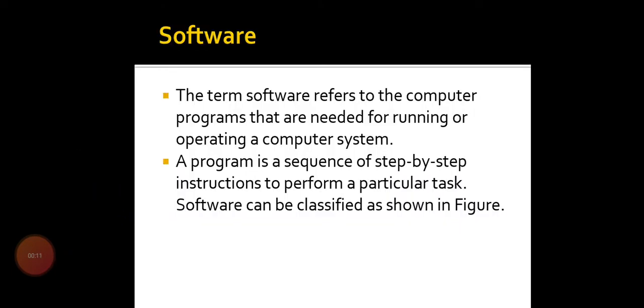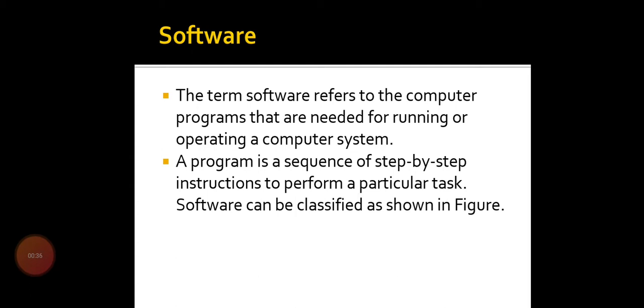Software. The softwares are computer programs that are needed for running or operating a computer system. Your computer is just like a box. It cannot do anything without the software. So, software helps the computer to run and to perform different tasks. A program is a sequence of step-by-step instructions to perform a particular task.